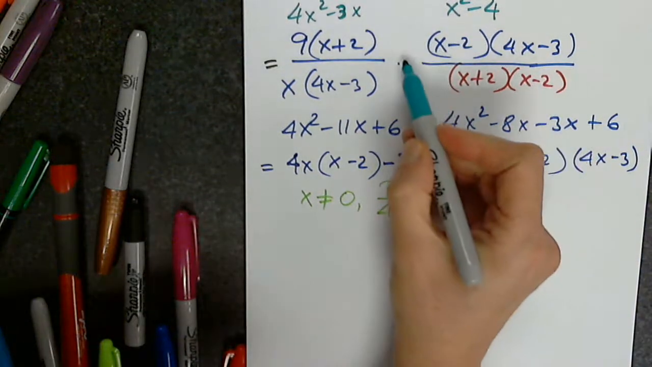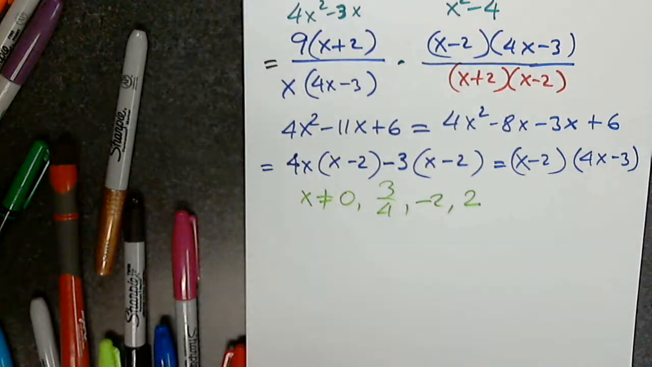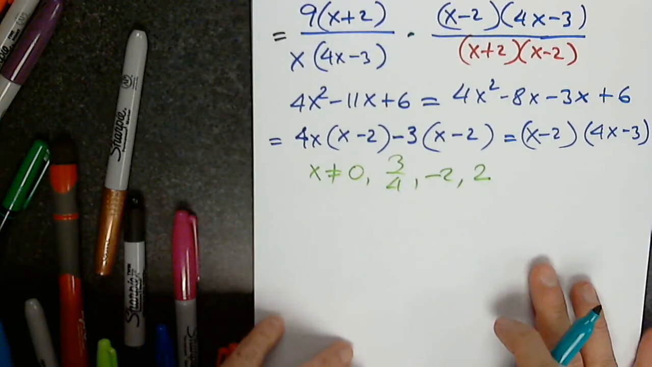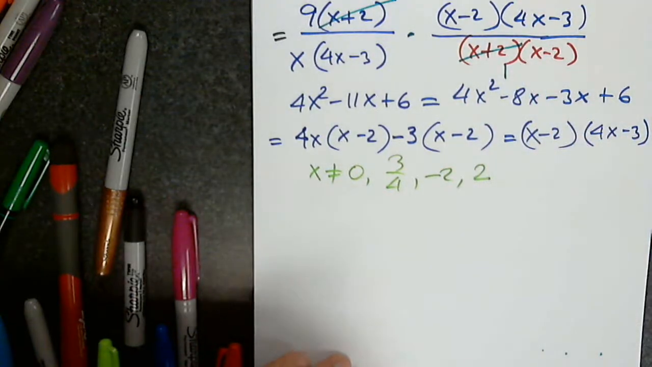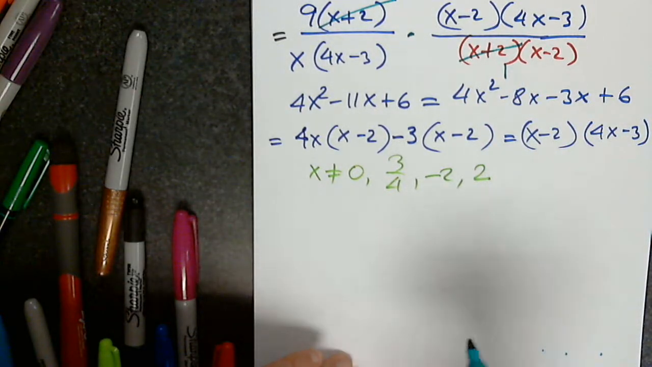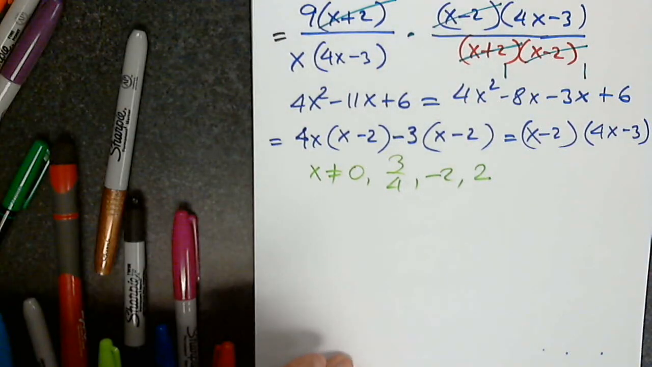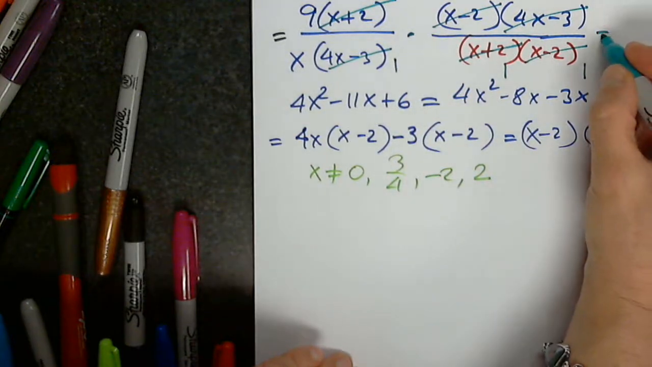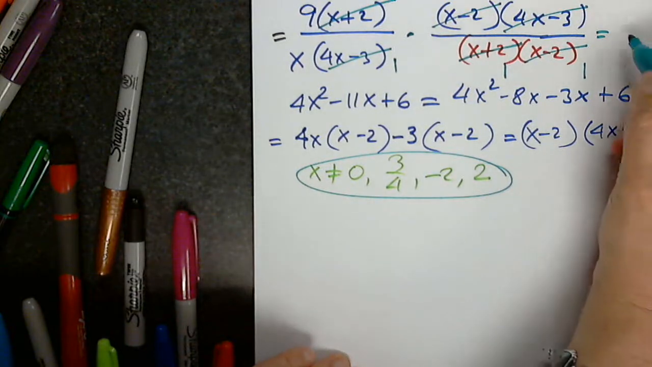This is a product, so I can go ahead and multiply, simplify each fraction and also across. So what goes away? An x plus 2 from the top with an x plus 2 from the denominator. An x minus 2 from the top with an x minus 2 from the bottom. And 4x minus 3 with 4x minus 3. What is the simplified form assuming all conditions are fulfilled? 9 over x.